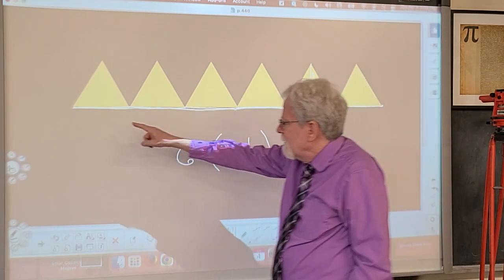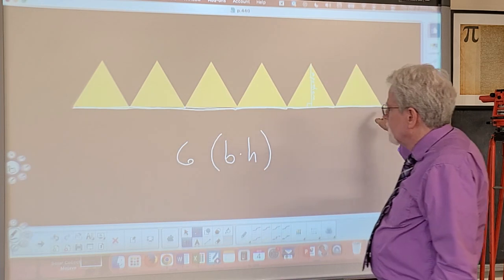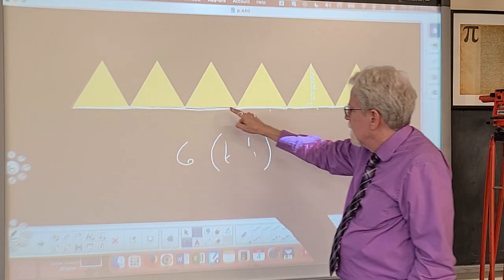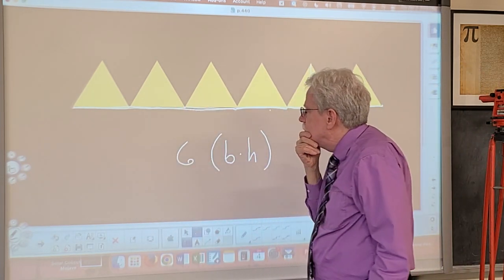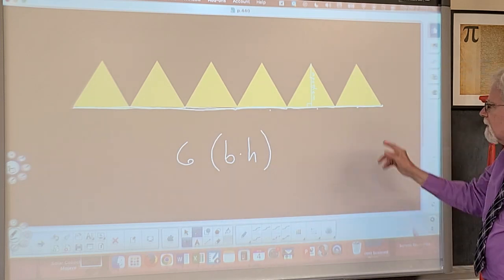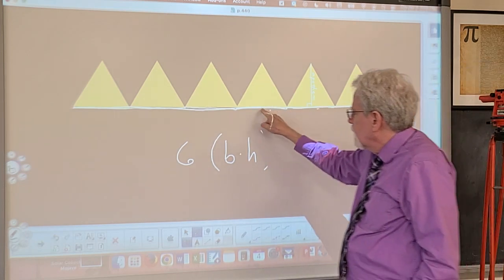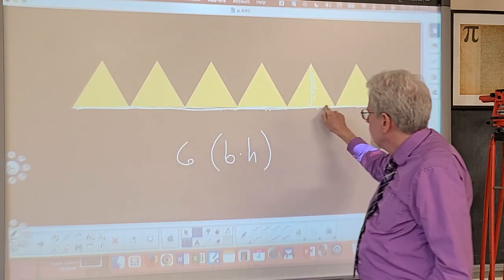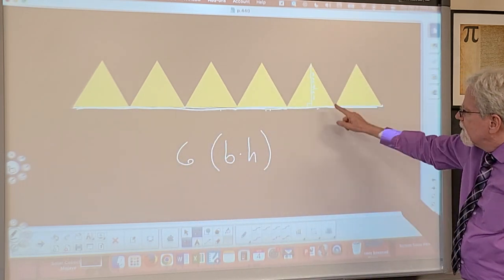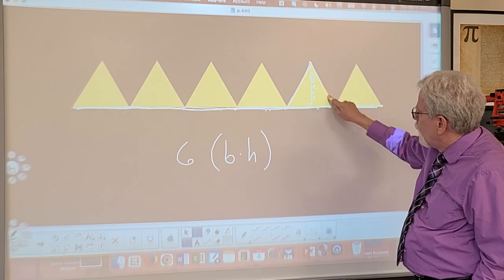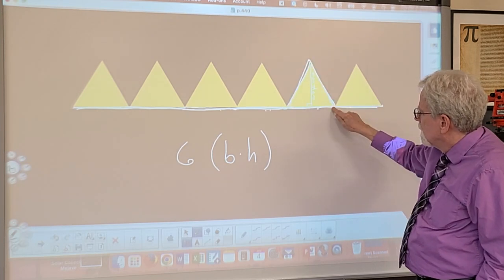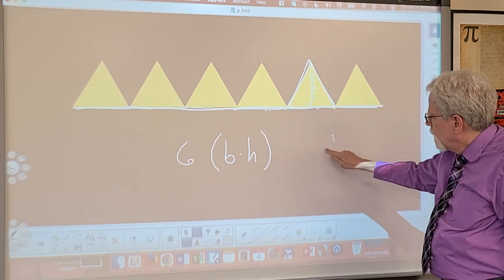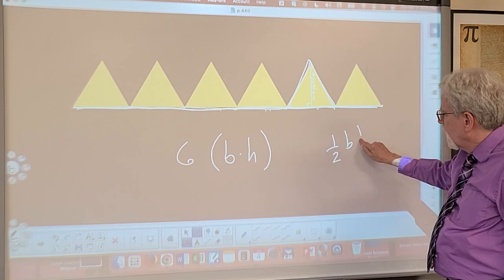So the length of this thing is 1, 2, 3, 4. Oh, I'm sorry, wrong. I'm thinking wrong here. But these 6 pieces all add up to the perimeter. All right. Now, what's the area of this one triangle? Area of a triangle, 1/2 base times height.